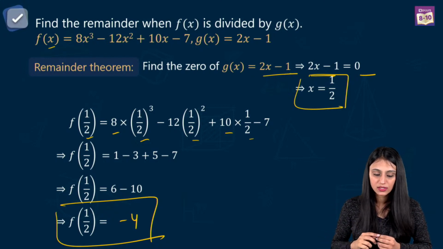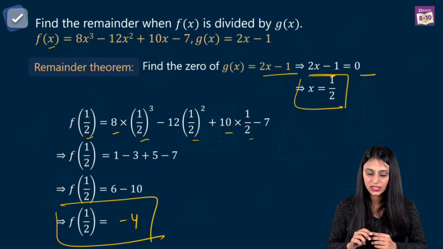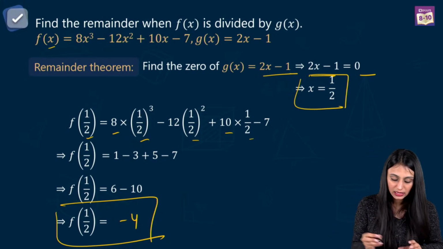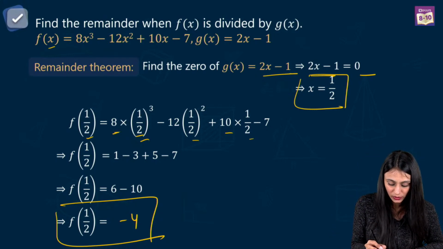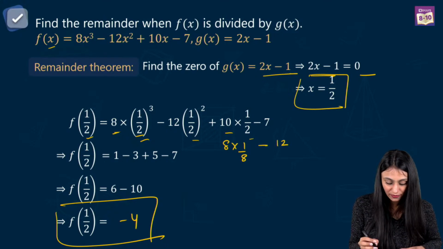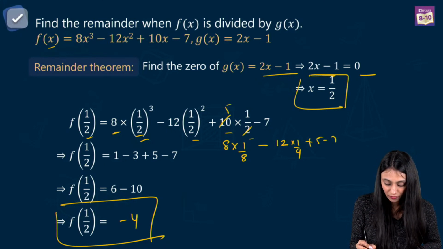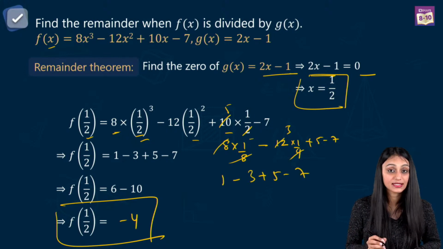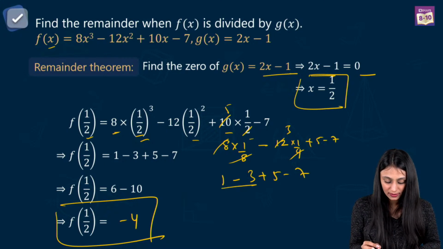Yes. Sony, yes. Can you explain how it is 1 minus 3 plus 5 minus 7? See, this is 8 times (1/2) cubed. That's going to be 8 times 1/8, right? Negative sign is here. We have 12. (1/2) squared is going to be 1/4. Then this gets cancelled out, plus 5 minus 7, right? So this gets cancelled. That's 1 and this is 3 plus 5 minus 7. So this is 1 minus 3, right?